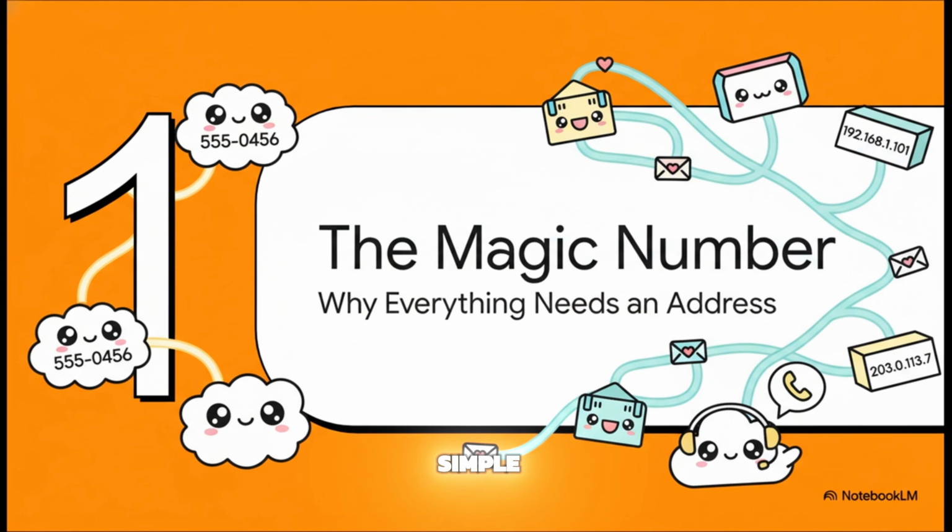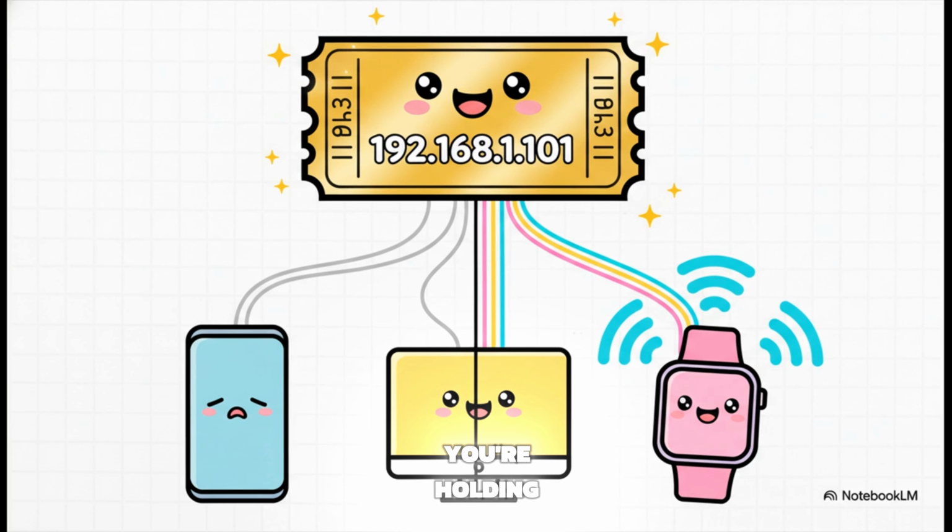Well, it's pretty simple actually. Just think about phone numbers. We need them to call each other, right? IP addresses do the exact same thing, but for our devices. They let them find and talk to one another. I mean, seriously, that device you're holding right now, the one you're watching this on, it couldn't connect to the internet at all without an IP address. It's literally your ticket to get online.